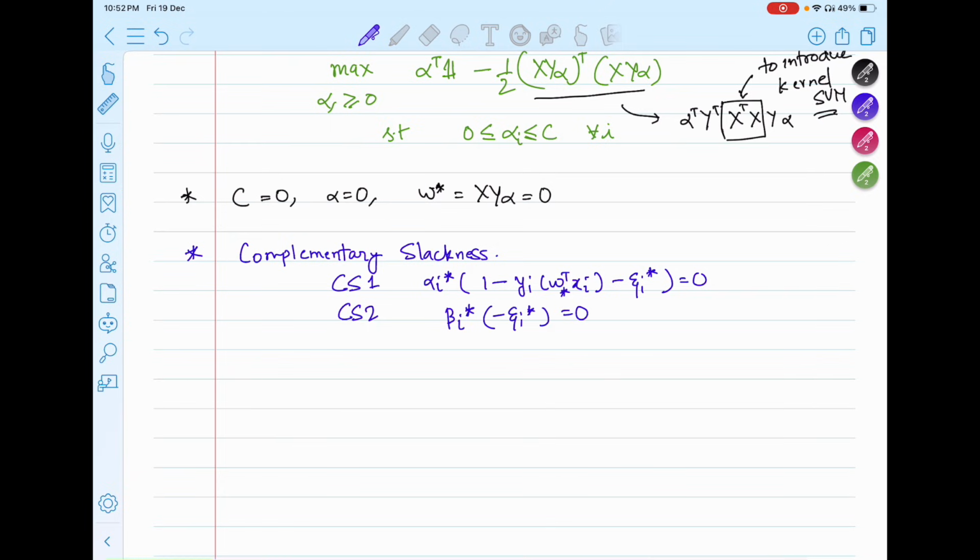What is happening here? From where does this come? Observe carefully that these are the dual variables and these are the primal constraints. So basically what complementary slackness says is that the product should be 0. One of them should be 0. Both of them cannot be strictly positive. That is the whole idea.